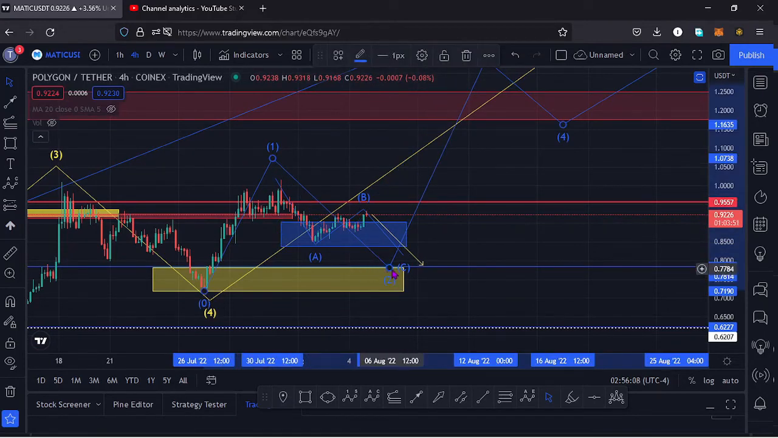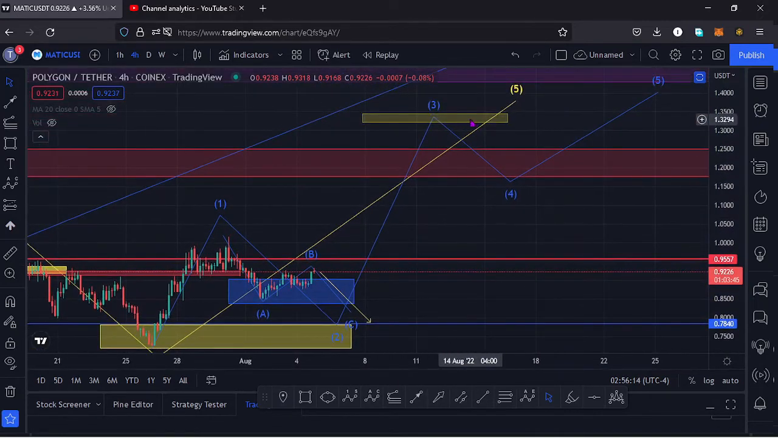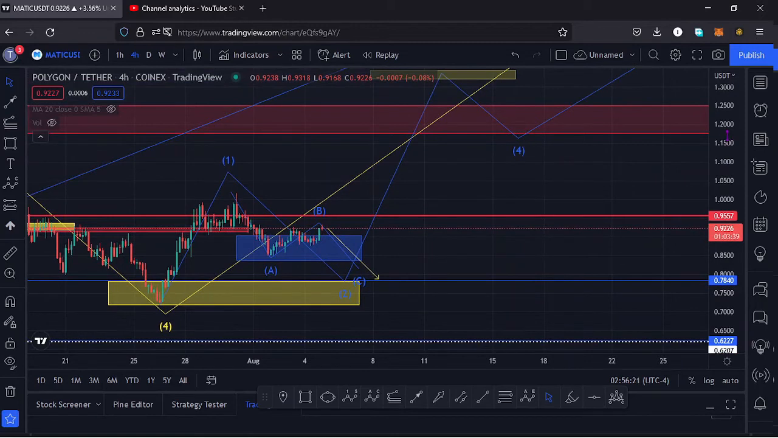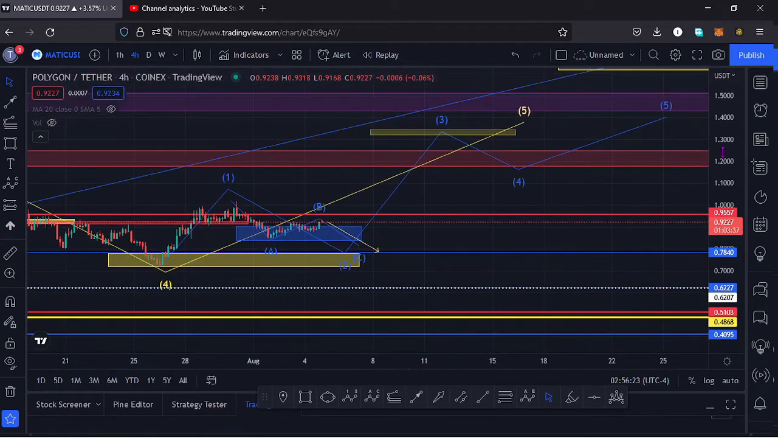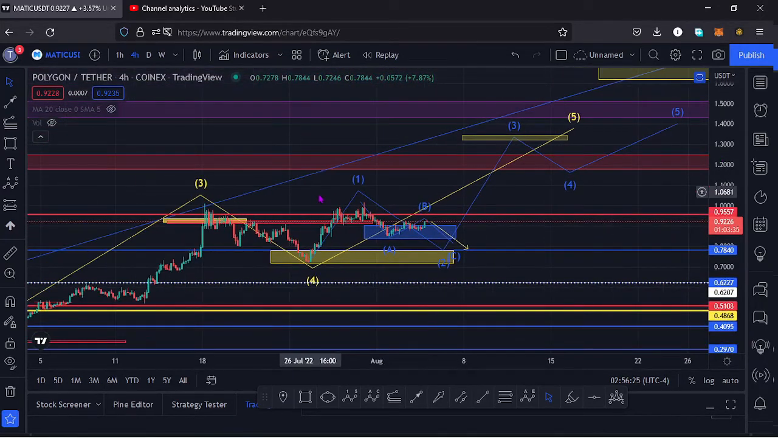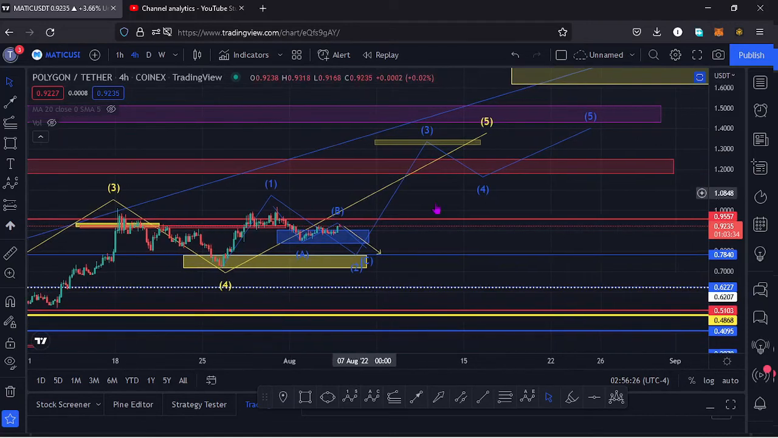Then from there we can expect a nice bounce to the upper side, manage to break above this key area of resistance, and take us to this target area that I have here as the minimum that I expect that wave 3 to the upper side to do. So those are the key scenarios that I expect to play out on the Polygon Matic chart, basing it on the Elliott waves and the Fibonacci's.